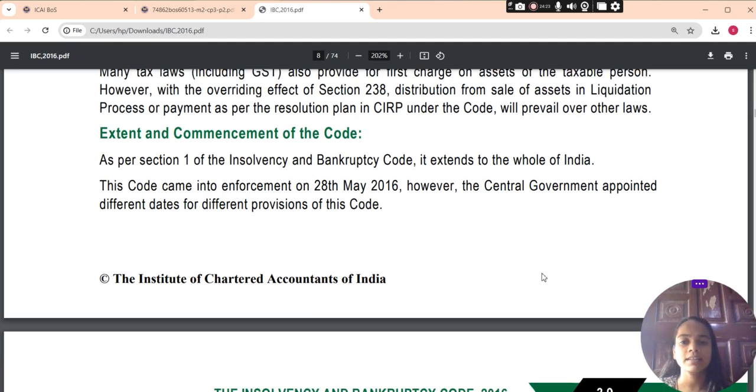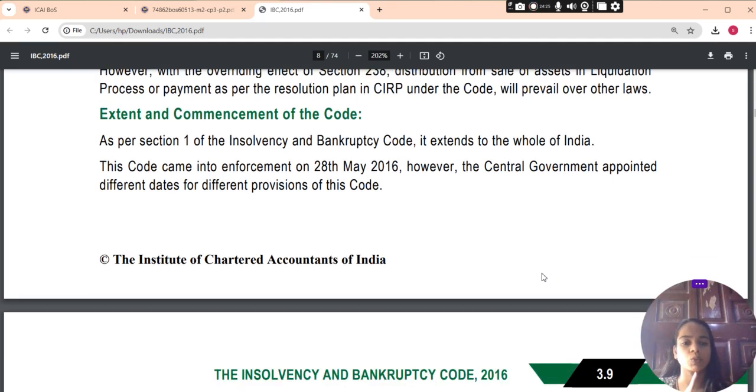What will be the extent and commencement of the code? As per Section 1 of the Insolvency and Bankruptcy Code, it extends to the whole of India. This code came into enforcement on 28 May 2016. However, the central government appointed different dates for different provisions of this code.